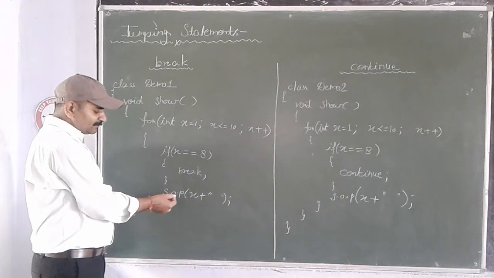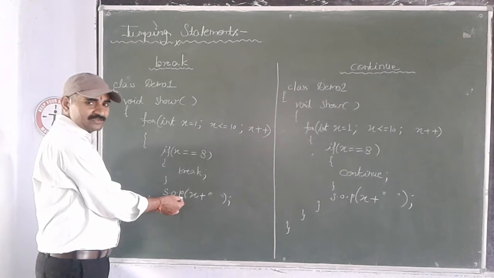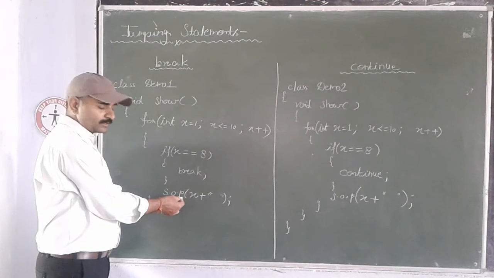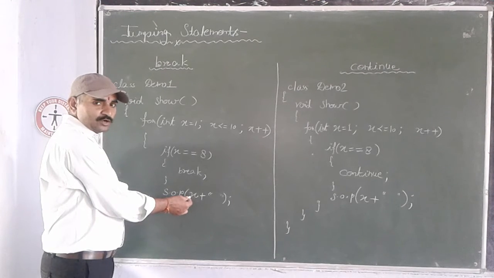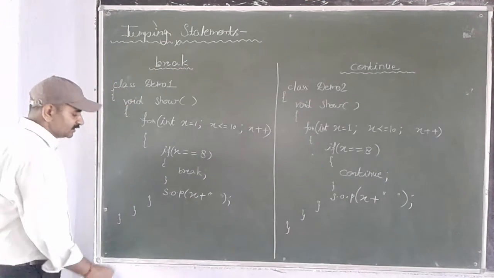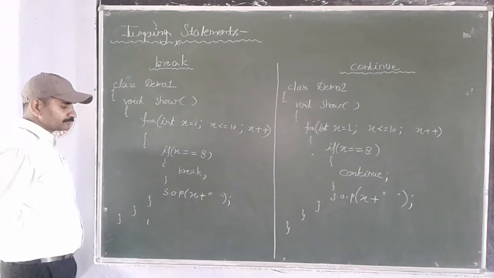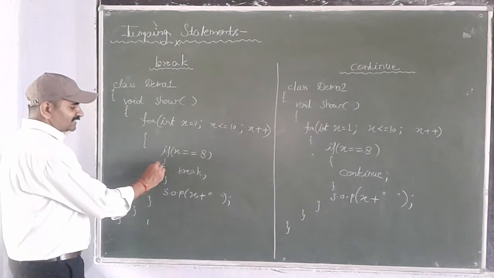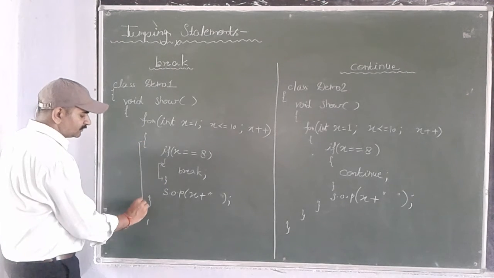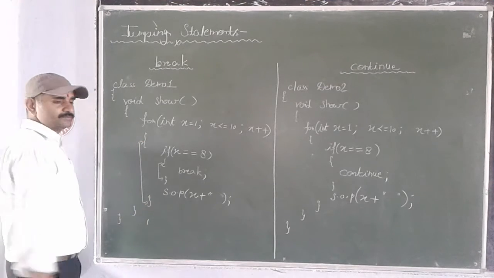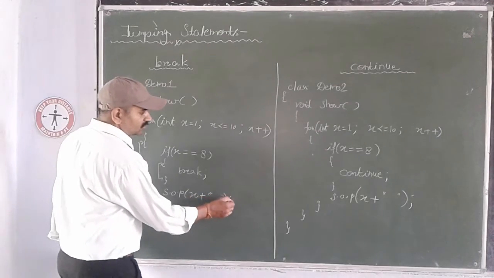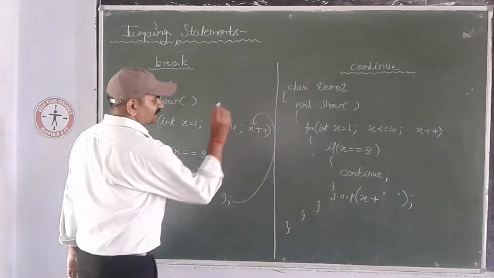Control goes to the system.out.print. Here system.out.print is given, not println, so be careful. Here we print the value of x plus one space. So what is the value of x? 1. So here the output is 1. After this, this is the block of if, and this is the block of loop, body of the loop. After printing the value of x, that is 1, control goes to the operation x plus plus.